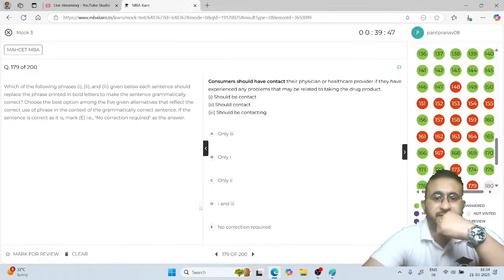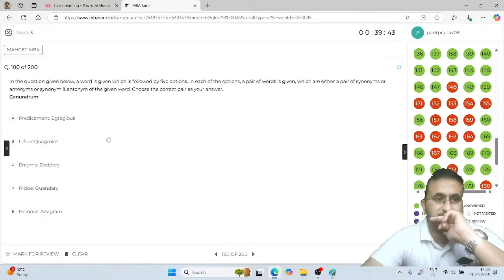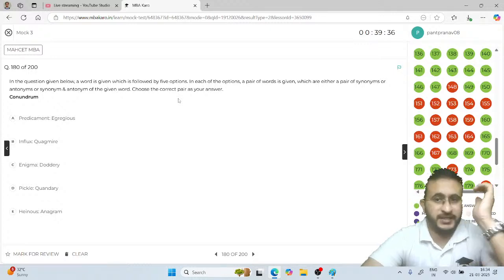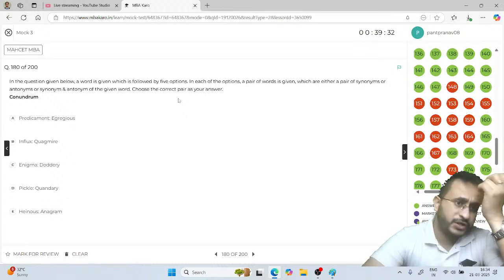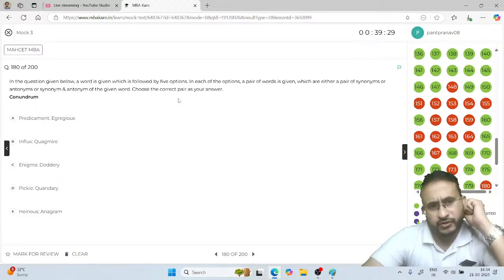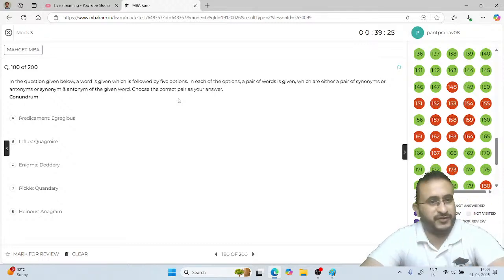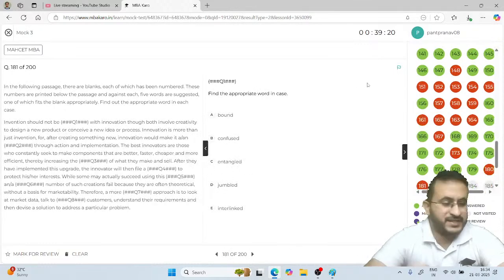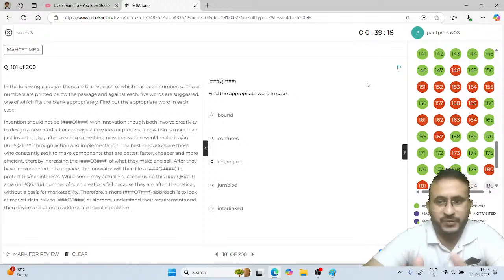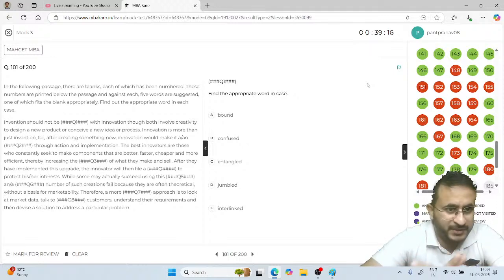Should contact, which are either pair of synonyms or antonyms. Conundrum means some kind of difficult situation. These words look alien to me, so I'll skip that. Okay, so this is a cloze test and there are 8 questions associated with it, so we should attempt it.